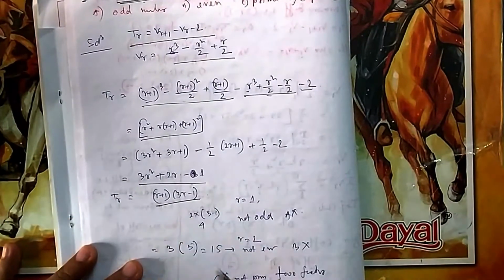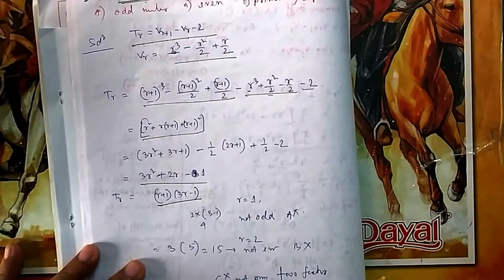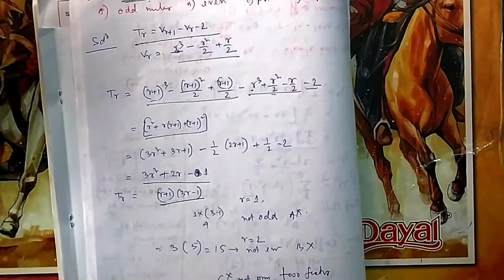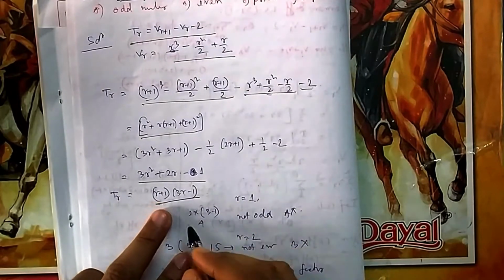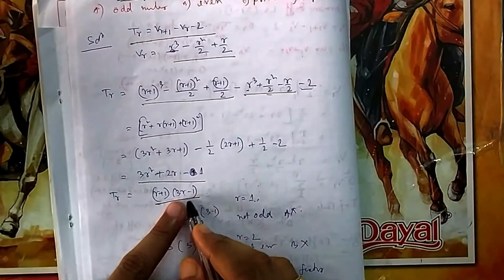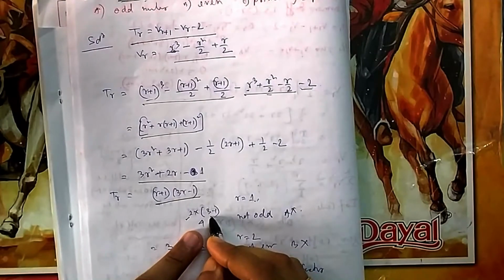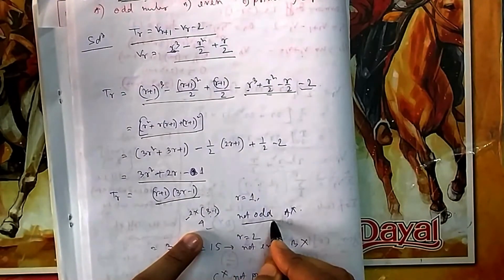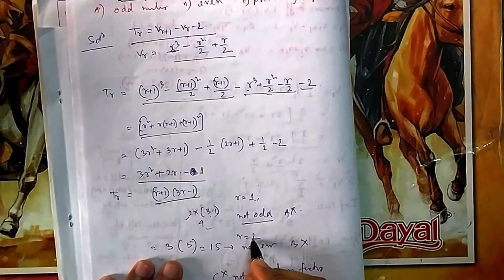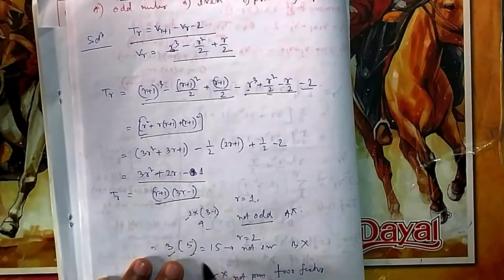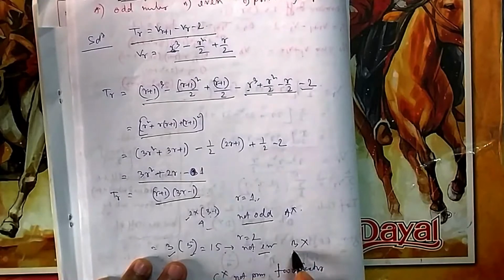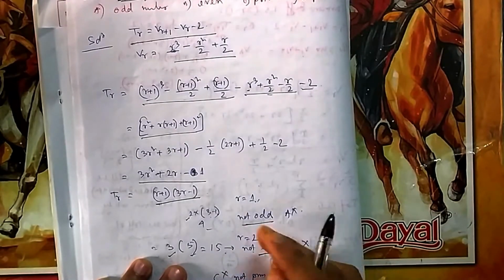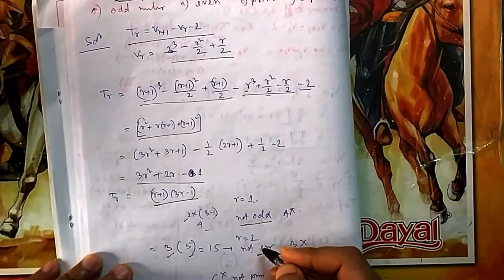You factorize it, you will get 2 factors. Now you check whether it is odd or even. Suppose if r is equal to 1, if you put, then this is 2 and this is 3 minus 1, 2. So it is even, not odd. So option A will not be. Now if you put r equal to 2, it becomes 3, it becomes 5. Now it becomes odd. So it will not be even also, B.